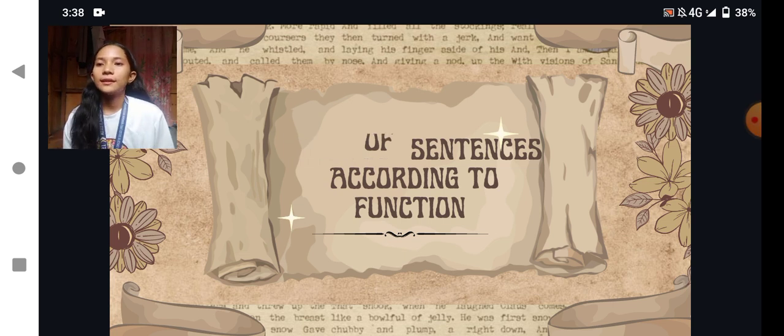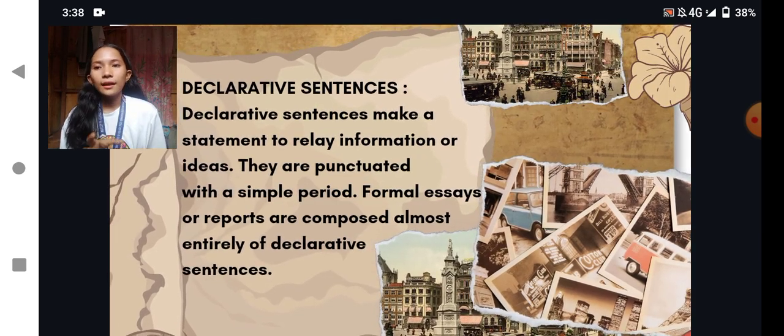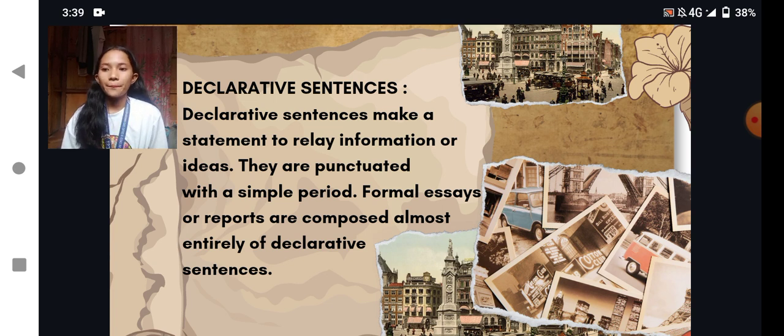So first, declarative sentences. Declarative sentences make a statement to relay information or ideas. They are punctuated with a simple period. Formal essays or reports are composed almost entirely of declarative sentences. These sentences are used to make statements or convey information. They provide facts, opinions, or descriptions. These sentences end with a simple period.